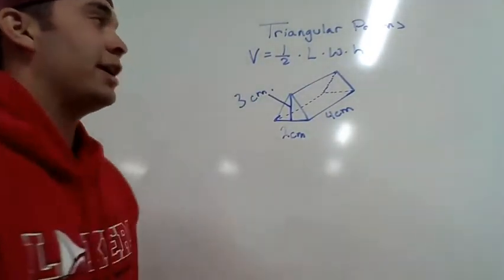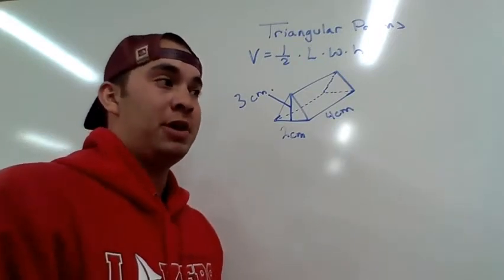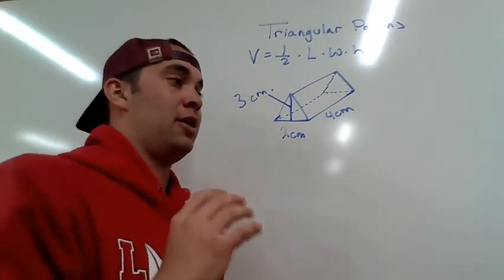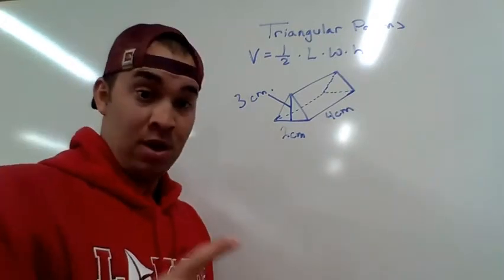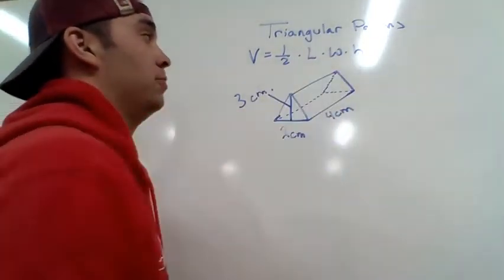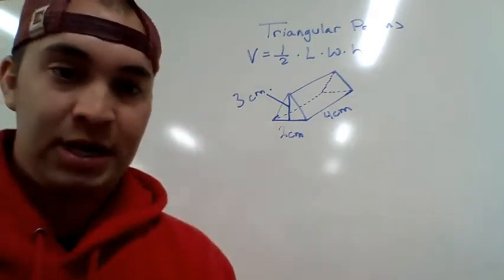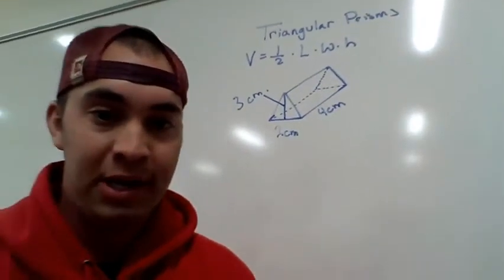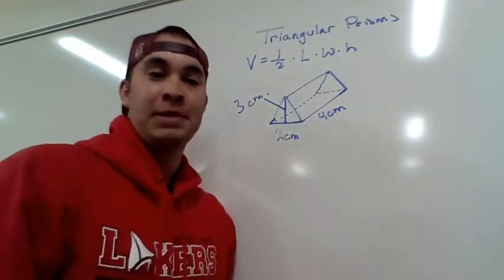All right, triangular prisms. We just went over finding rectangular prisms and the volume, and the equation for that is length times width times height. Looking at this, here's my triangular prism, but here's my volume equation. The only difference, and I know there's a glare here, there's always a glare, is you have a half. You times it by half.